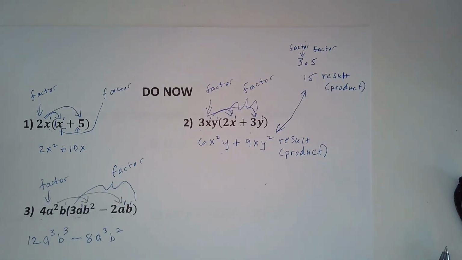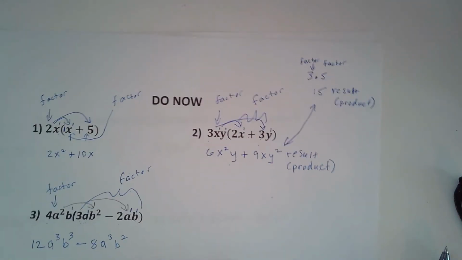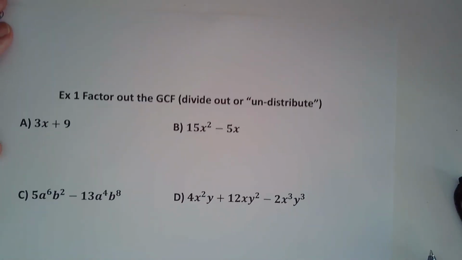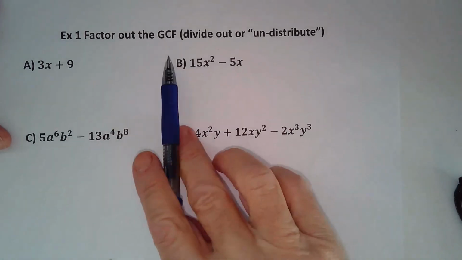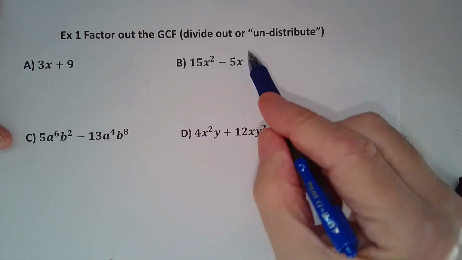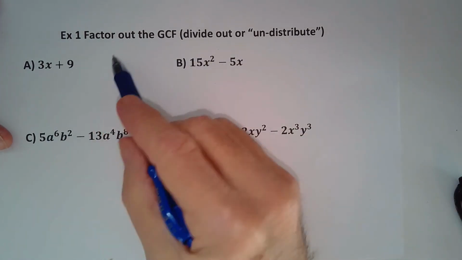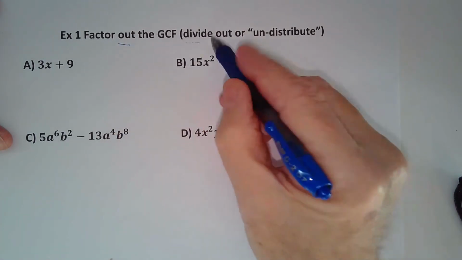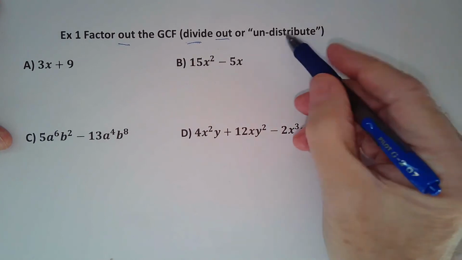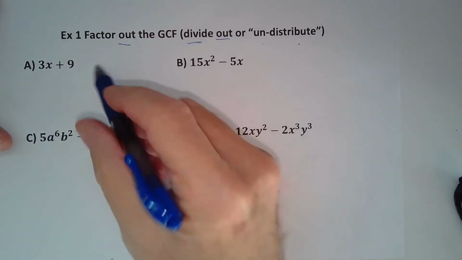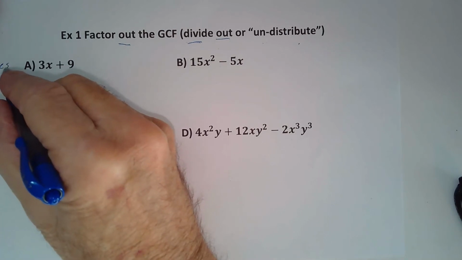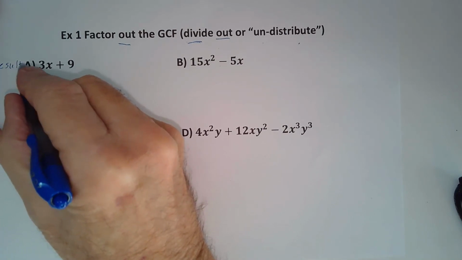All right, so now to go backwards. Now we want to factor out the greatest common factor, which means when they tell you to factor out, they're telling you to divide it out, or undistribute. So these are the results, right? This was what we call the result or product.